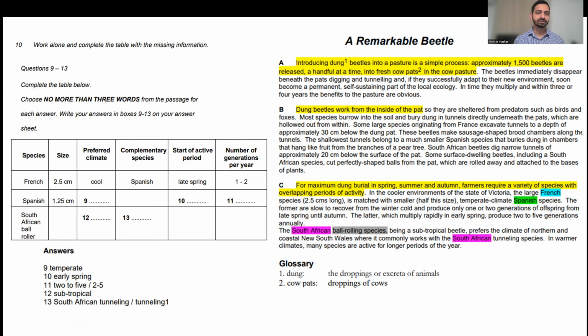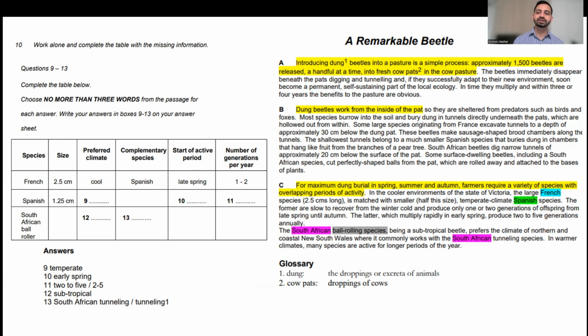So Spanish species preferred climate is temperate, right? As you could see in paragraph C, just before the Spanish species, it's mentioned that their preferred climate is temperate climate. And then we talk about start of active period. It's early spring, also mentioned in the second sentence. The former is slower to recover from the winter cold and produces only 1 to 2 generations. So early spring is the answer here.